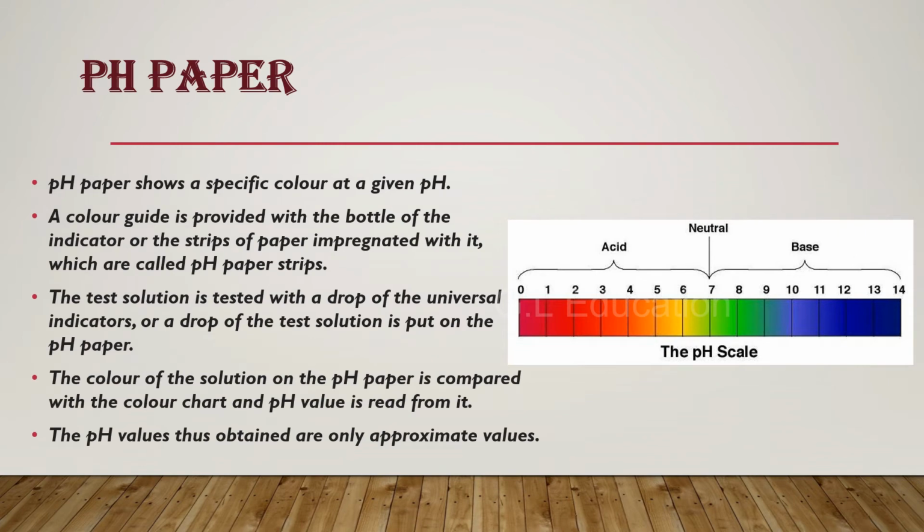pH paper. pH paper shows a specific color at a given pH. A color guide is provided with the bottle of the indicator or the strips of paper impregnated with it, which are called pH paper strips. The test solution is tested with a drop of the universal indicator, or a drop of the test solution is put on the pH paper. The color of the solution on the pH paper is compared with the color chart, and pH value is read from it. The pH values thus obtained are only approximate values.